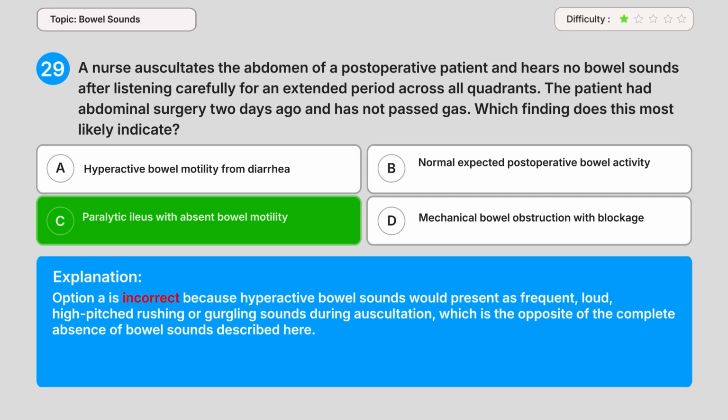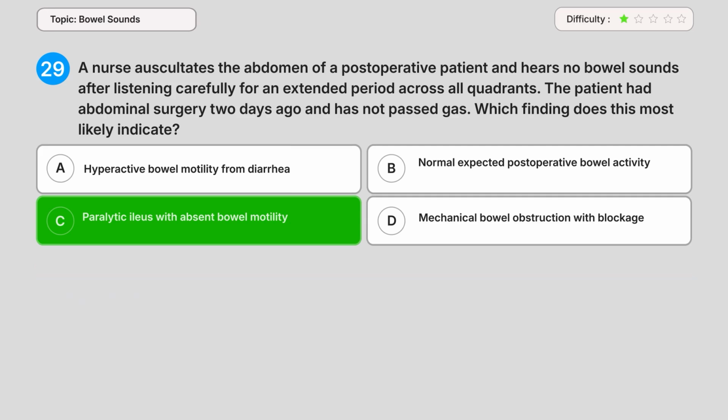Option A is incorrect because hyperactive bowel sounds would present as frequent, loud, high-pitched rushing or gurgling sounds during auscultation, which is the opposite of the complete absence of bowel sounds described here.